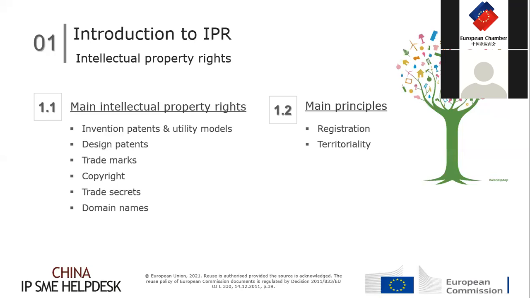remember that for IP protection, there are 4 different jurisdictions. We have mainland China, Hong Kong, Macau, and Taiwan, and they work independently. So if a company wants full protection within the entire territory of China, then 4 registrations will be needed.